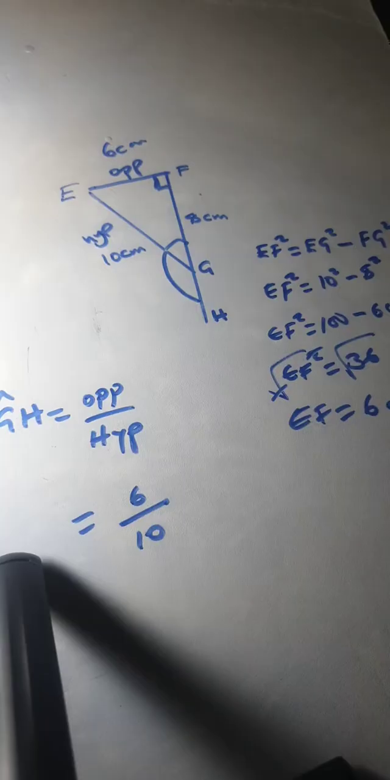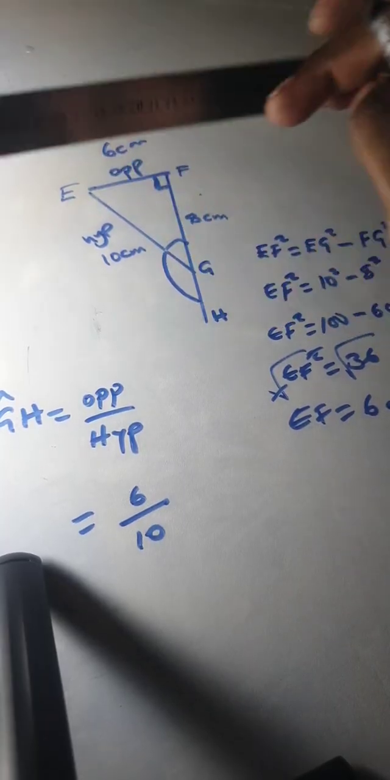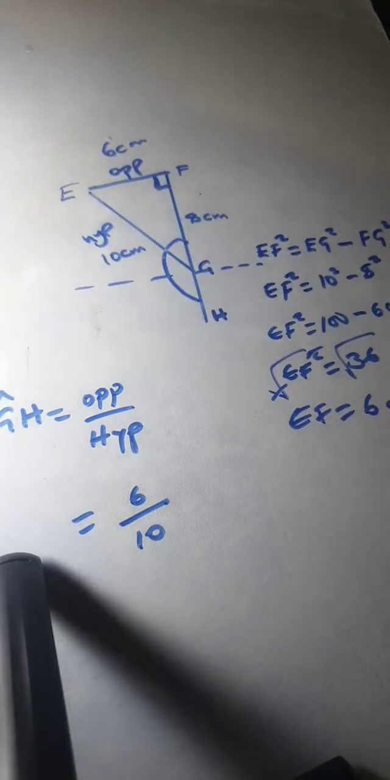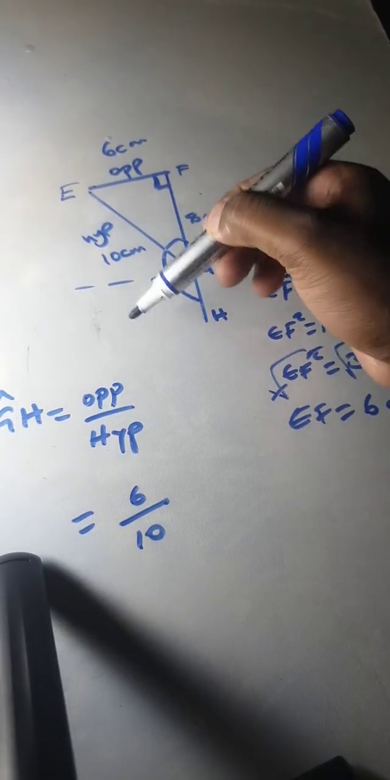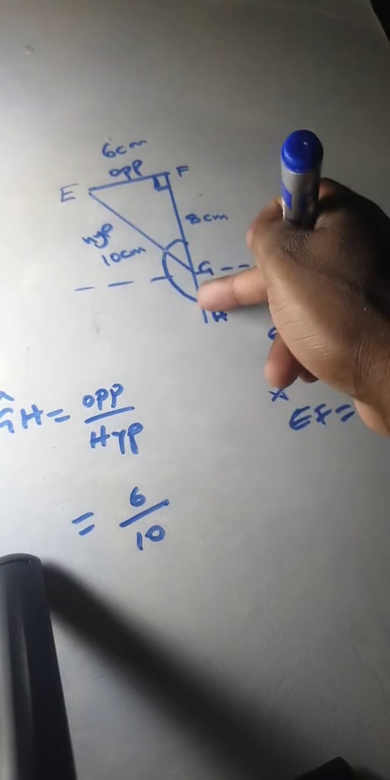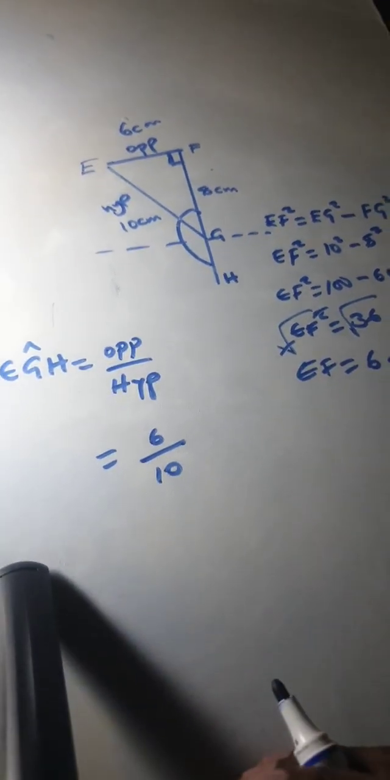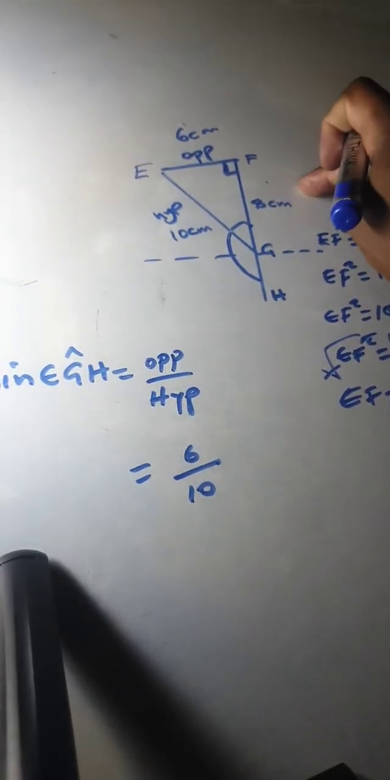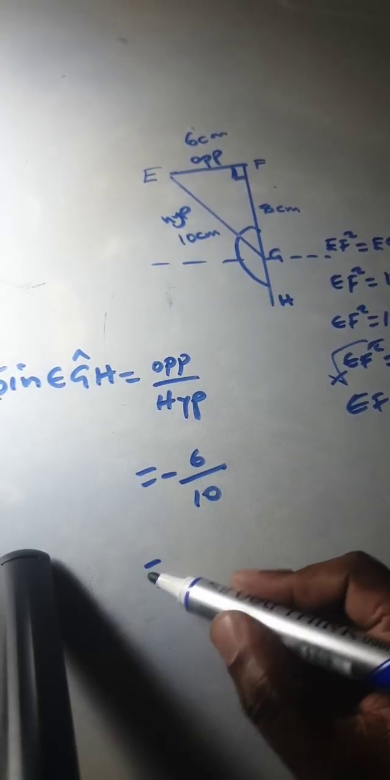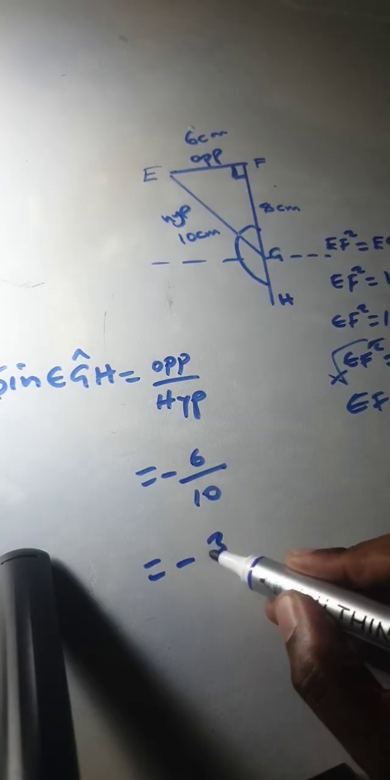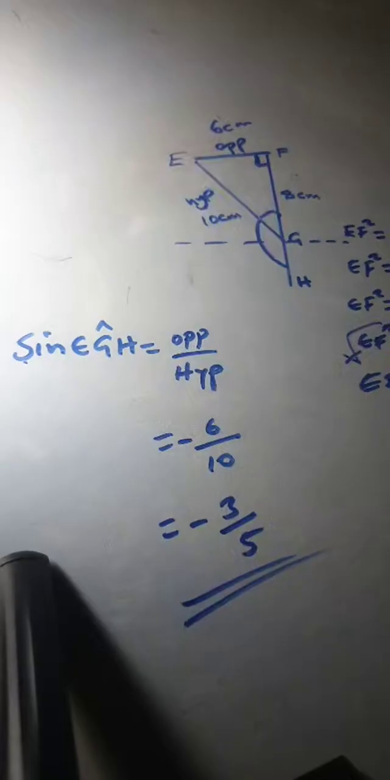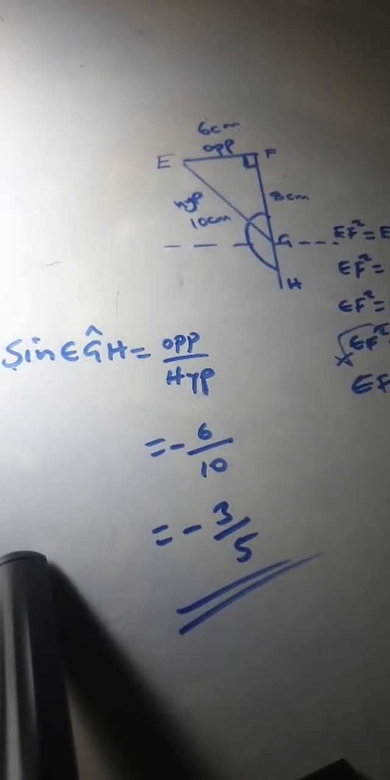But now we need to identify the quadrant where it is. So we are going to write, okay, so this will be our first quadrant, second quadrant, third. So it's in the third quadrant. And the sine in the third quadrant, even if it was in the fourth quadrant, sine there is negative, because sine is positive in the first and second. So it would be negative 6 over 10, which we can simplify. 2 into 6 is 3. 2 into 10 is 5. That's our answer. Sine EGH is negative 3 over 5.